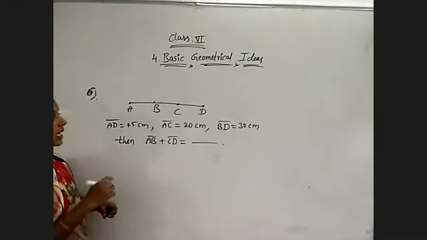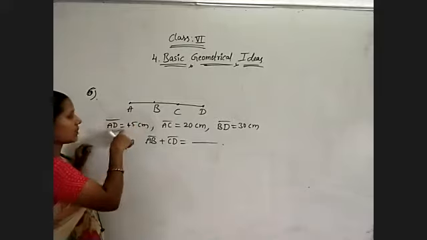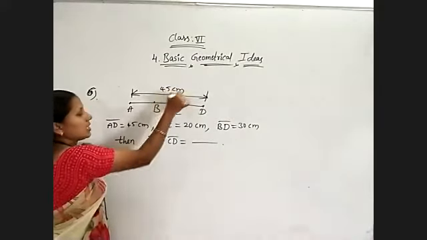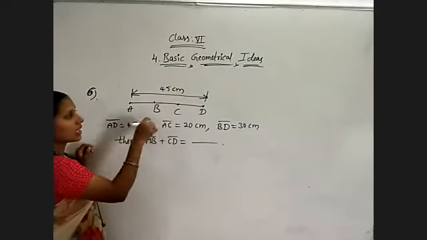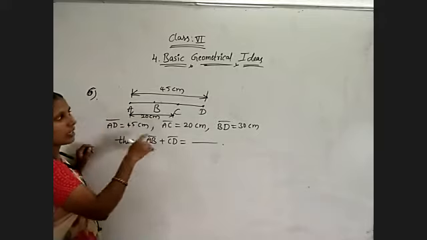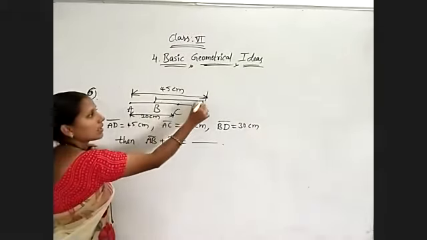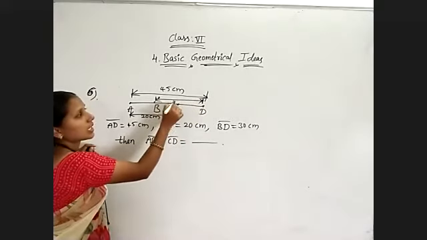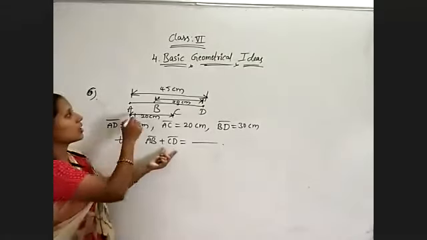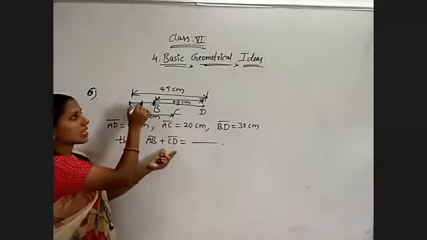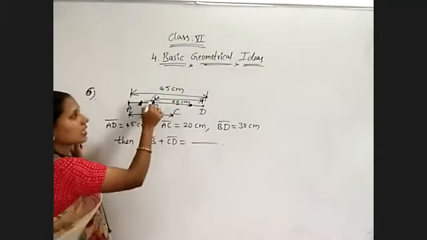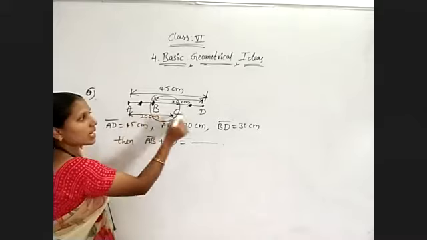So just observe, in this figure the AD length means from here to here, A to D length is equal to 45 centimeters. Okay. AC, from here to here, they have given 20 centimeters. Now BD means from here to here they have given 30 centimeters. Now they are asking to find AB plus CD. Do we have the AB value? Do we have this length? No. And CD, do we have this length? No. But just observe, BC is common for AC as well as BD.